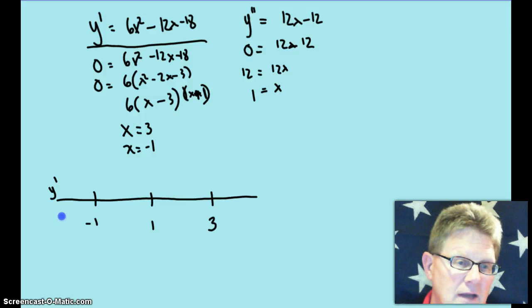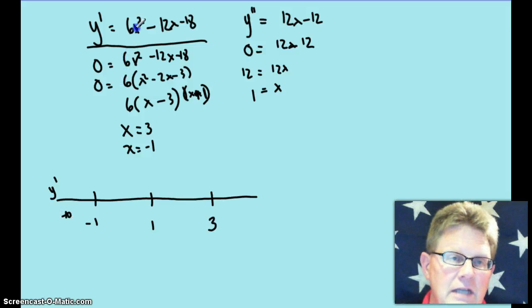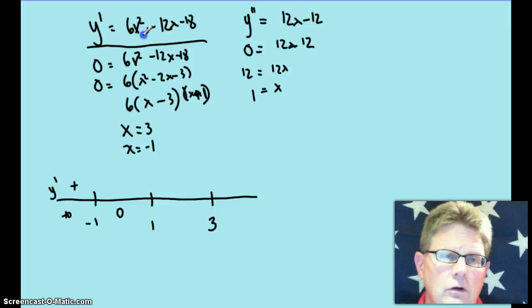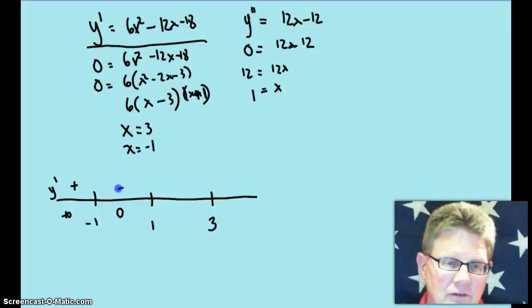So let's see here, negative 10, pick out something nice. Negative 10 squared is 100 times 6, 600, plus 120 minus, that's definitely going to be positive. Pick something smart here, 0. 0 minus 18, negative. I think 2 would be the perfect thing to go there. 2 squared is 4. 24 minus 18. And 3, pick something smart again, 10. 600 minus 120 minus, positive.